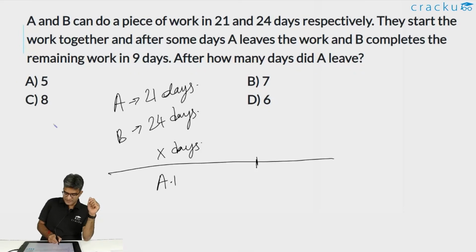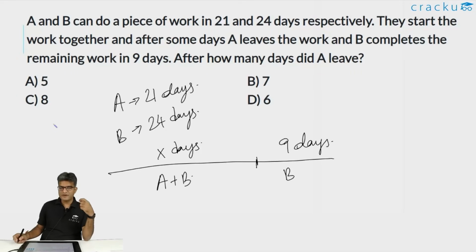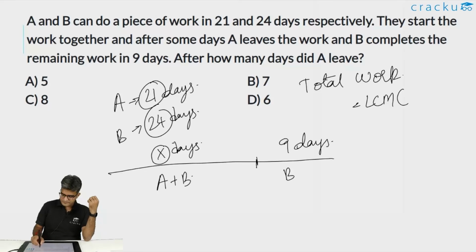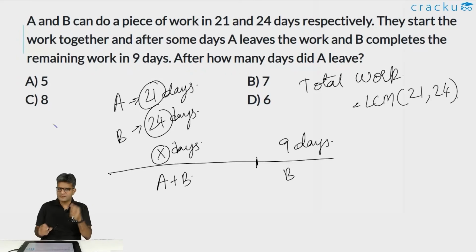First X days A and B, both of them work, and after that B alone works and B finishes the work in 9 days. We are required to calculate after how many days did A leave. So that is what is the value of X. To solve these kind of questions, what is important is not the number of days that they take to complete the job. What is important is the amount of work that they do in a particular day. So let us assume that the total work that needs to be done is the least common multiple of 21 and 24. Why are we assuming this to be the least common multiple of 21 and 24?